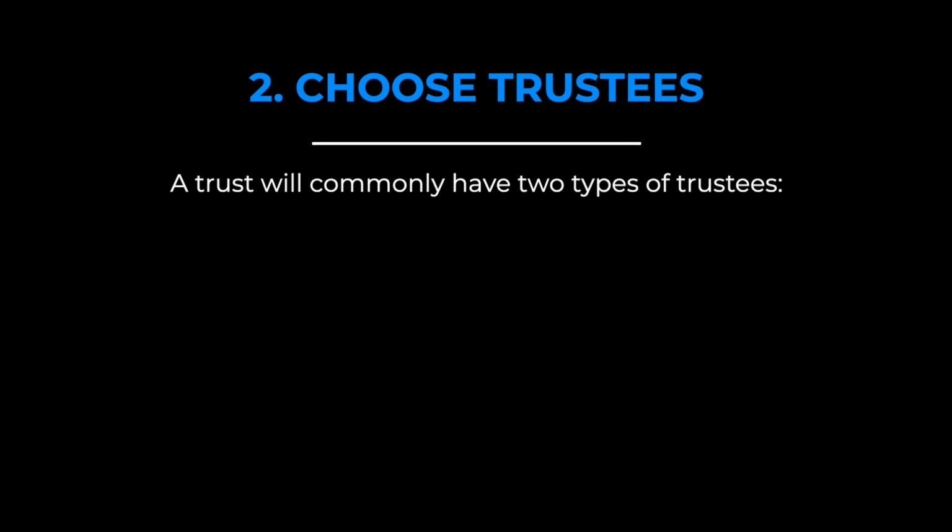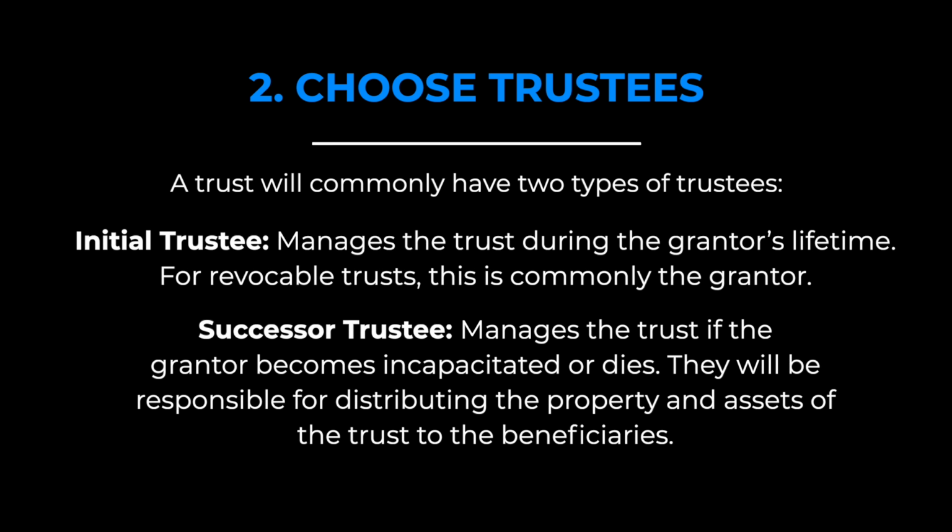2, choose trustees. A trust will commonly have two types of trustees. The initial trustee, which manages the trust during the grantor's lifetime. For revocable trusts, this is commonly the grantor. And successor trustee. This person manages the trust if the grantor becomes incapacitated or dies. They'll be responsible for distributing the property and assets of the trust to the beneficiaries.